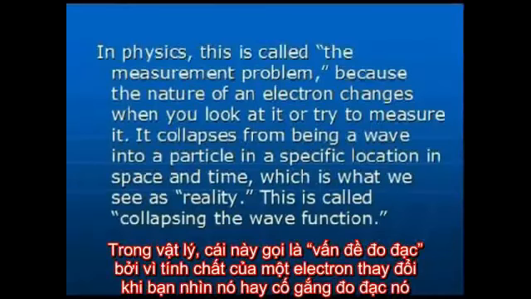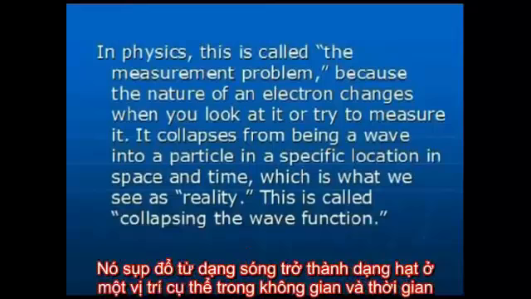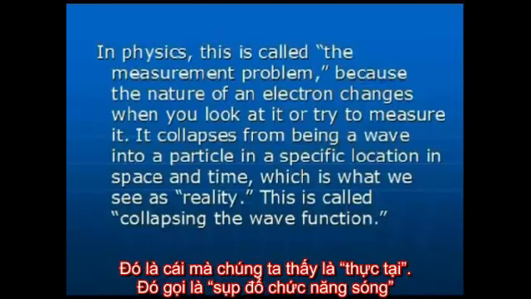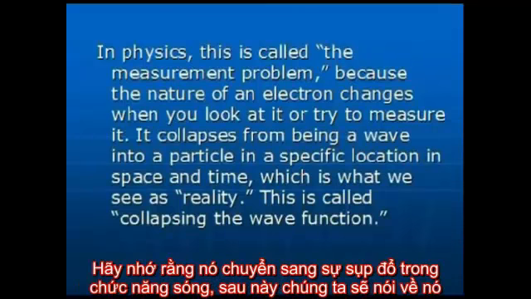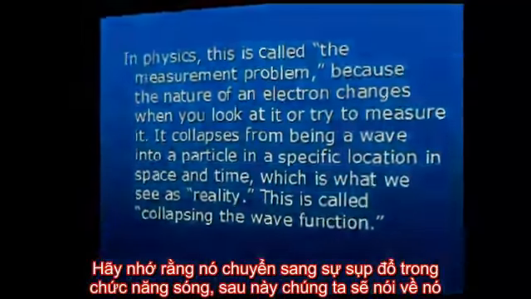In physics, this is called the measurement problem, because the nature of an electron changes when you look at it or try to measure it. It collapses from being a wave into a particle in a specific location in space and time, which is what we see as reality. This is called collapsing the wave function. Remember that term, collapsing the wave function, because we'll talk more about it later.